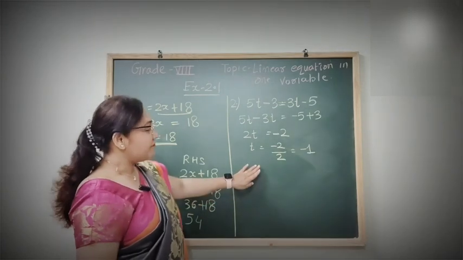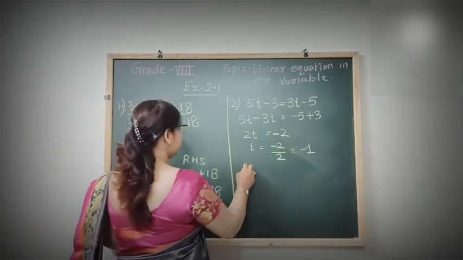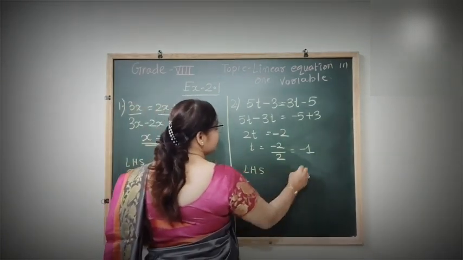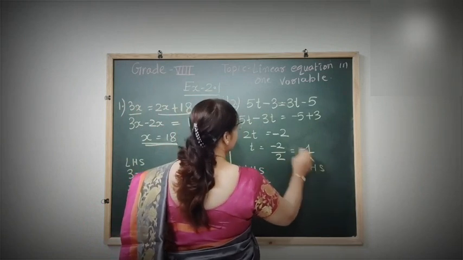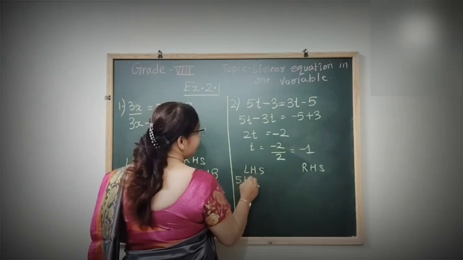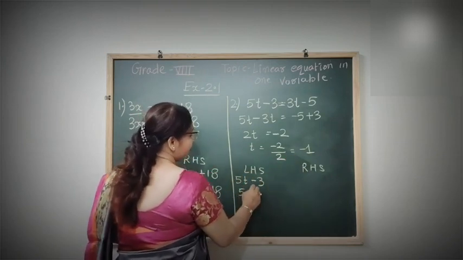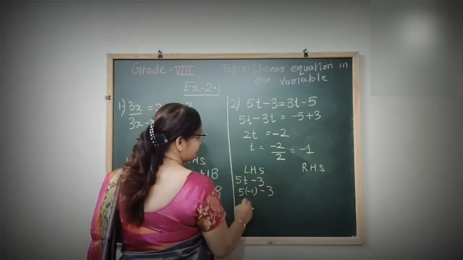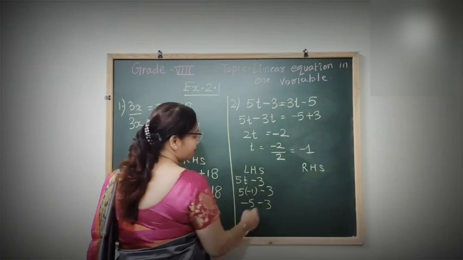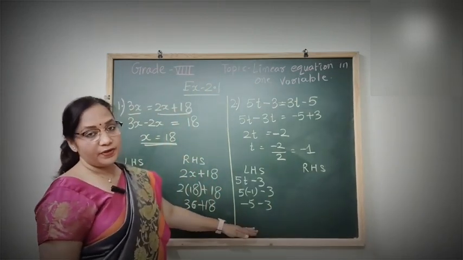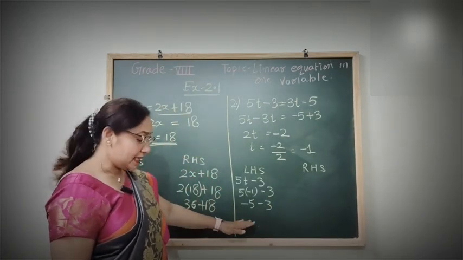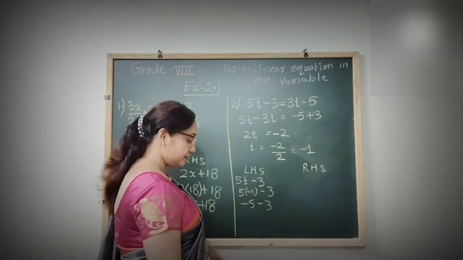Okay. Now again we will verify left hand side and right hand side. LHS, RHS. What is LHS? 5t minus 3. So the value of t, minus 1, we will substitute. 5 into minus 1 minus 3. Minus 5 minus 3. What will be the answer? I hope you will remember your integers, students. Get me the answer quickly. What is the answer here?